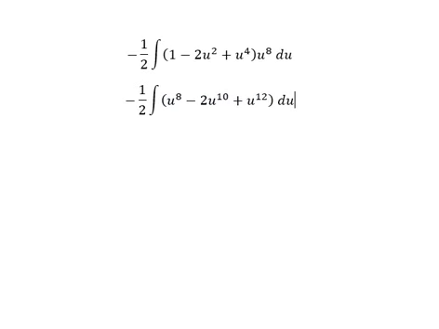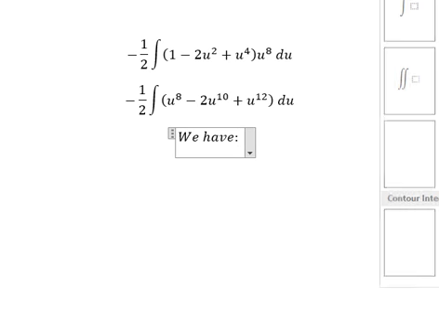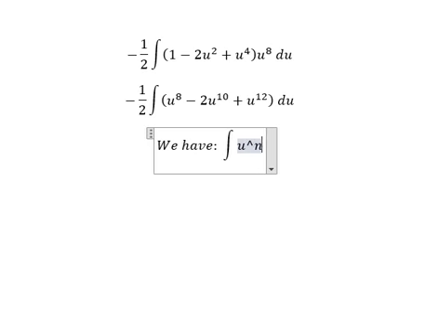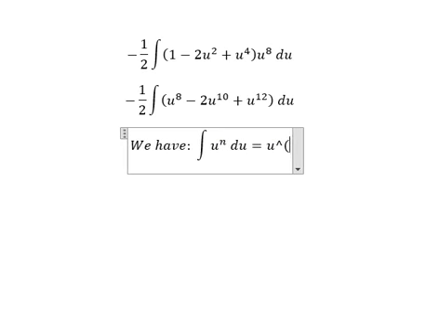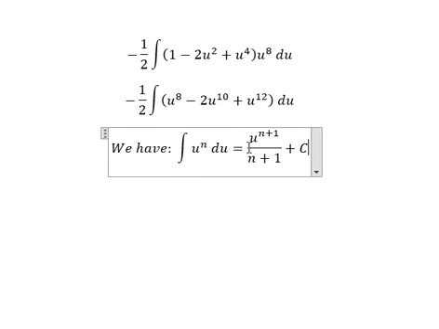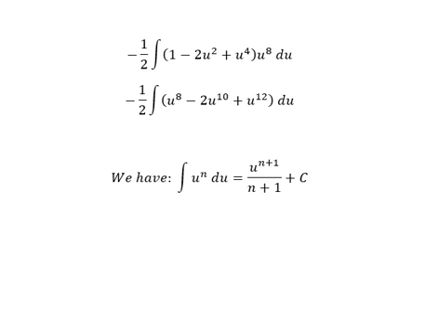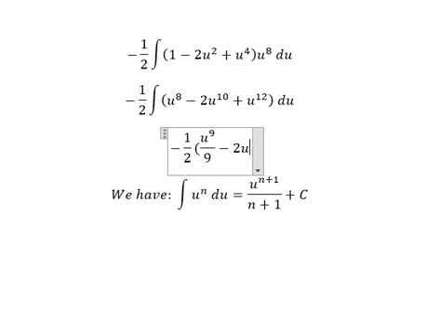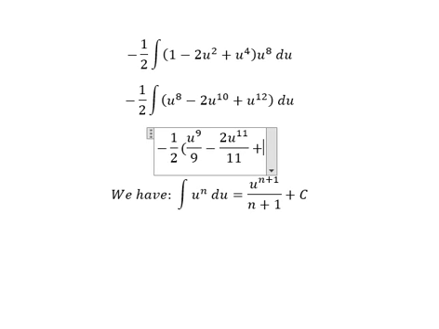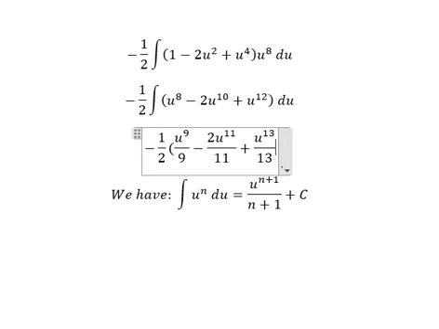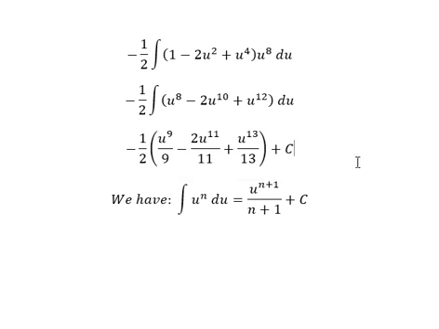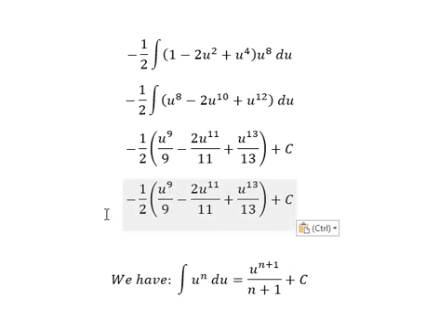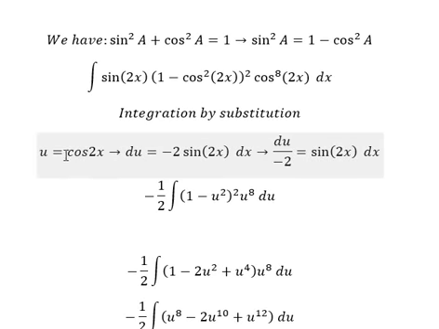And now we have the formula in here. So this one we have u to the power of 9 over 9. The next one 11. The next one 13. And I will put c. About u, that is cosine 2x.